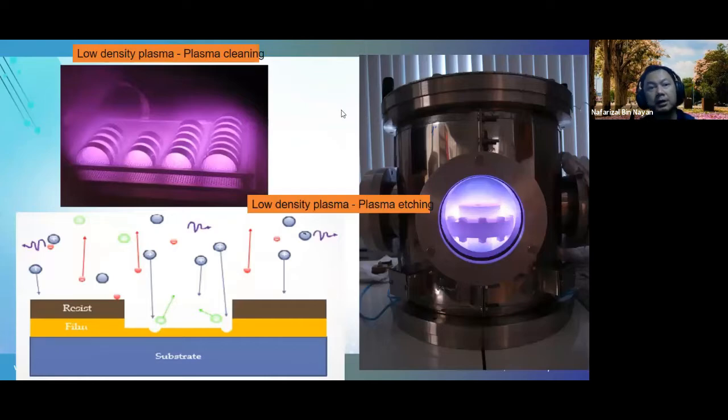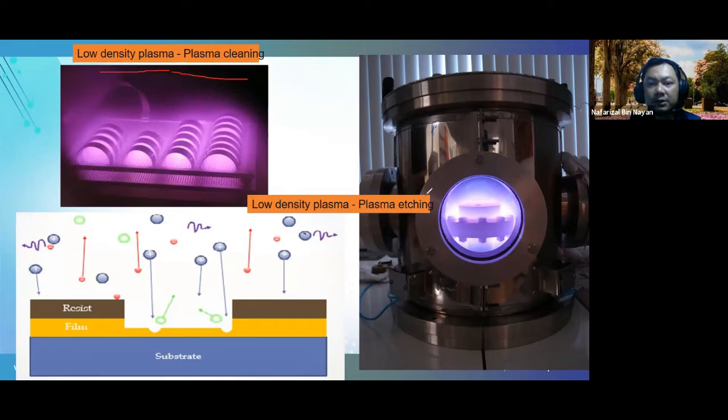Okay, if we talk about the low density plasma, as I mentioned in the previous lecture, we use it a lot for plasma cleaning applications. You see that they put the glass inside the plasma. You can see the plasma is also very mild, you can see it with your naked eyes. So we can see the plasma region doing the cleaning on the glass here. This is one example, using low density plasma for plasma cleaning.